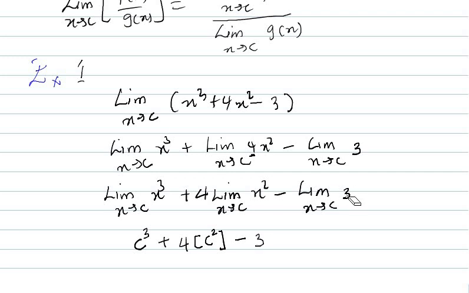Here you can see it becomes this, and here we don't have anyone, you have what one as multiple is saying, here it becomes just one. So we have c cubed plus 4c squared minus 3. So this is the answer. Let's take another question and see.